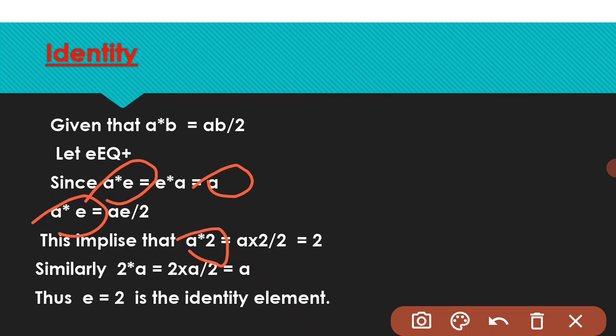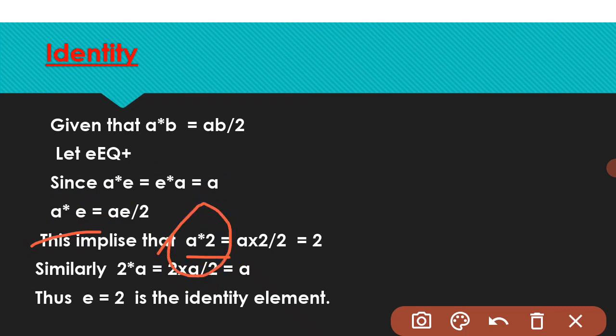That's why we have to think that E should be 2. As we operate A star 2, A multiplied by 2, the operator gives us 2 in the denominator. So here is A. The answer is not 2 but A. A multiplied by 2 over 2 is equal to A. So A star E gives us A.